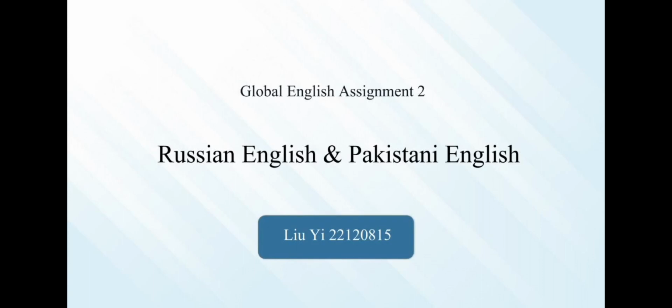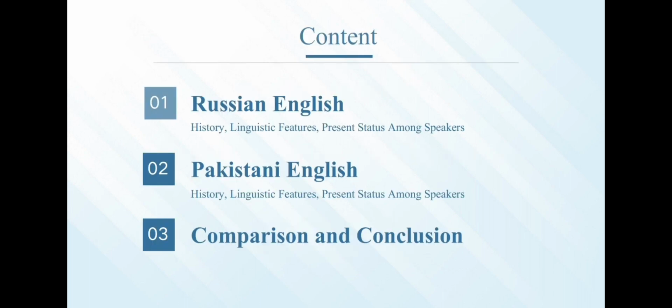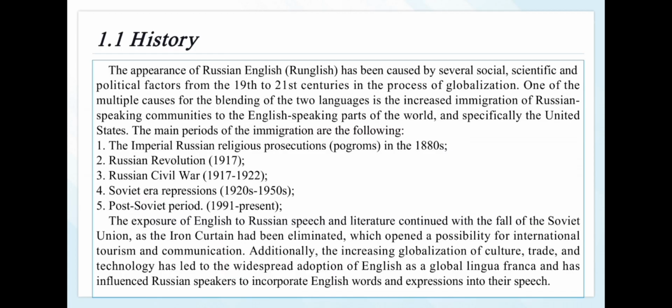I'll introduce and compare Russian English and Pakistani English. There are 3 parts. To begin with Part 1, Russian English. History. The appearance of Russian English has been caused by several social, scientific, and political factors from the 19th to 21st centuries in the process of globalization. There are 5 main periods of immigration.